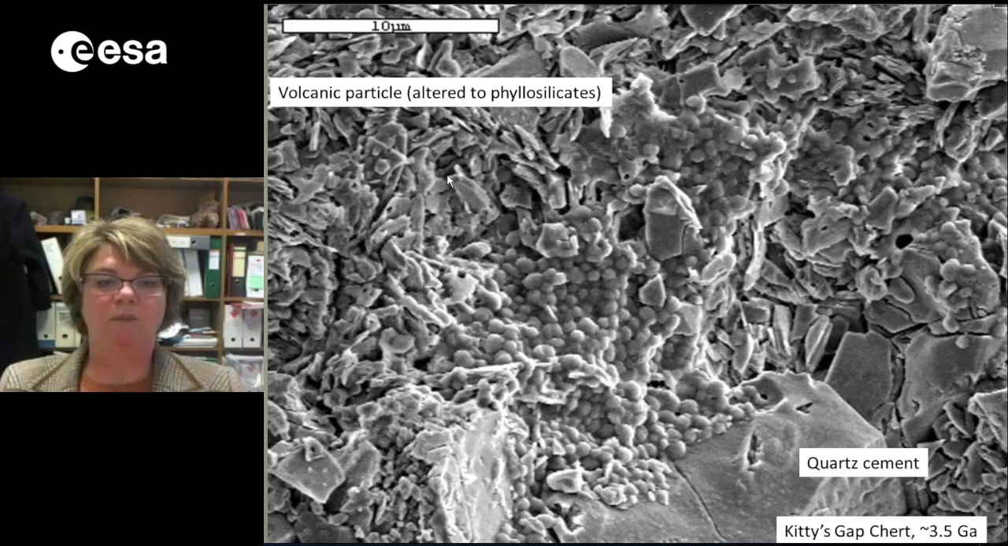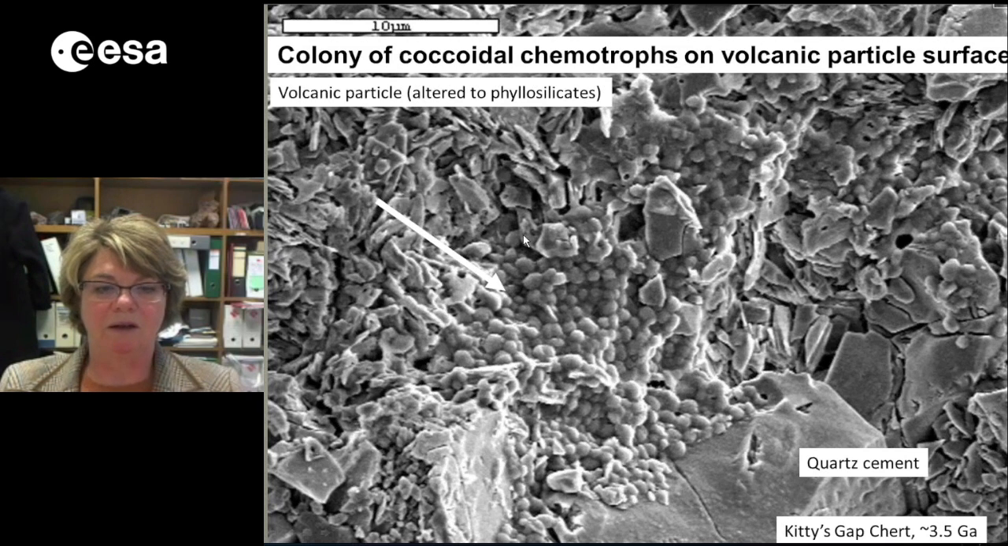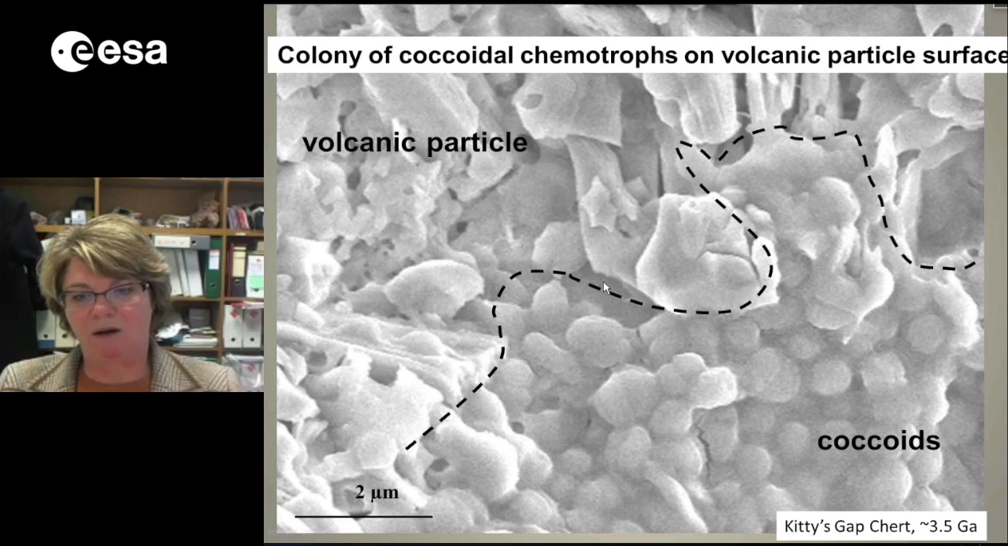This edge of the particle, as I said, has been altered to phyllosilicate that you can see in the upper part of the image, finely laminated minerals, and these are actually muscovite. And at the bottom right here, you can see the quartz cement. In between, there is a kind of carpet of beads. This carpet of beads is actually the fossilized colony of chemotrophic organisms. We'll have a look in detail at these. Here we're seeing the edge of the microbial colony with respect to the altered volcanic particle.